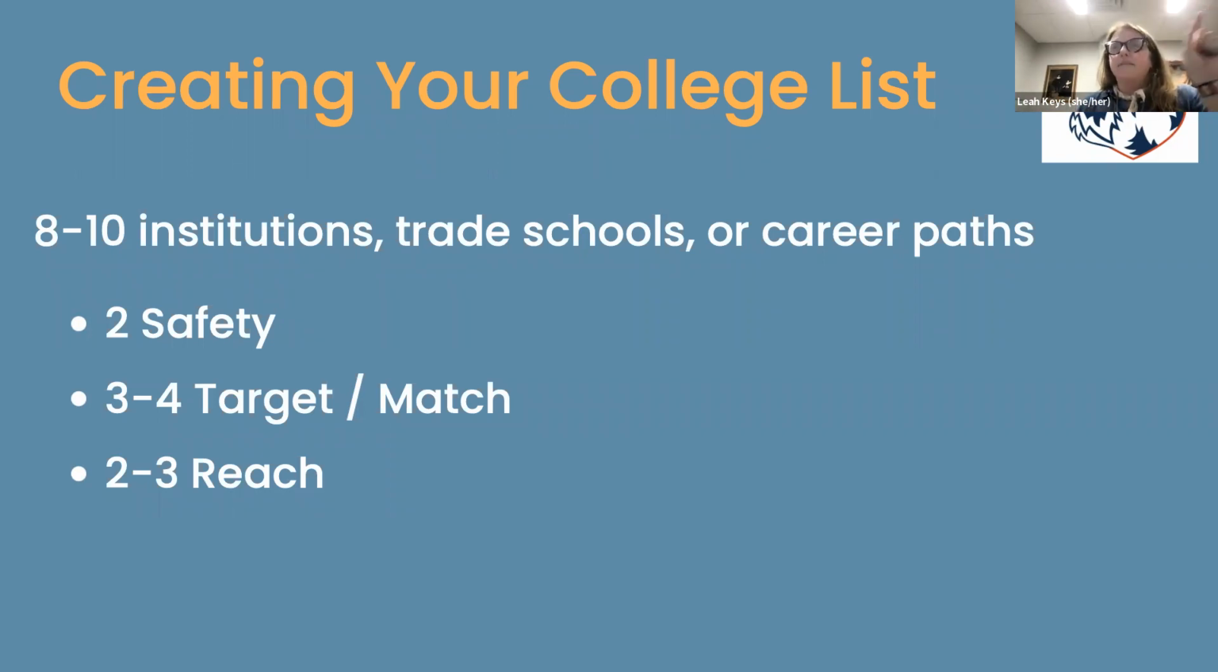Underneath that line that says 8 to 10 institutions, it says 2 safety. And what that means is that of the 8 to 10, 2 of them are going to be institutions that we would categorize as safety. And that means that with the research that you'll be able to do, which you can do online with just the internet, but it's just a little bit clunky, you'll be able to do it through school links very easily.